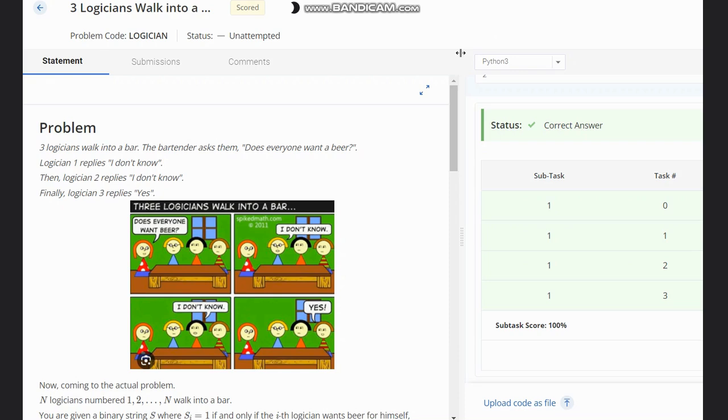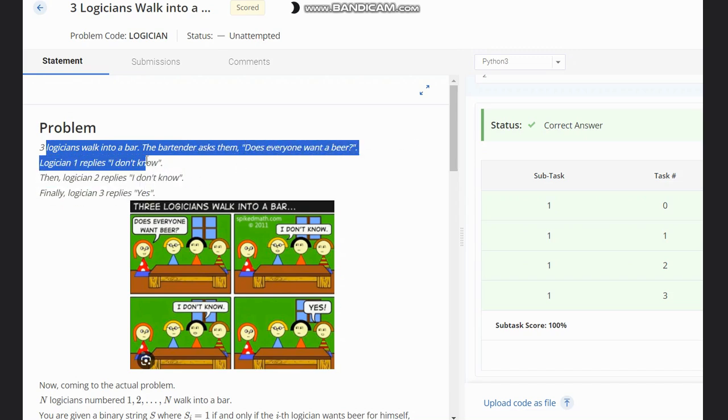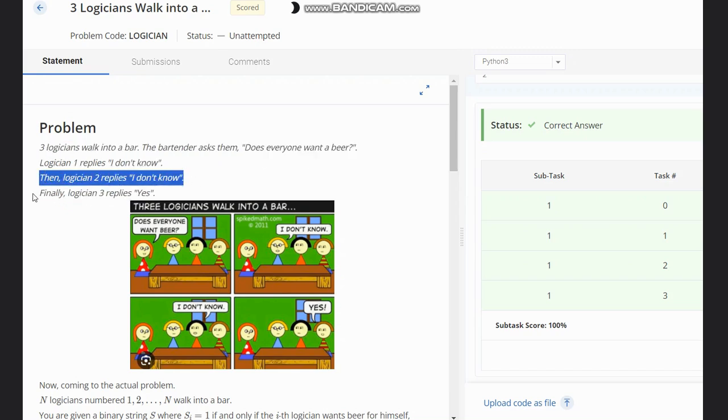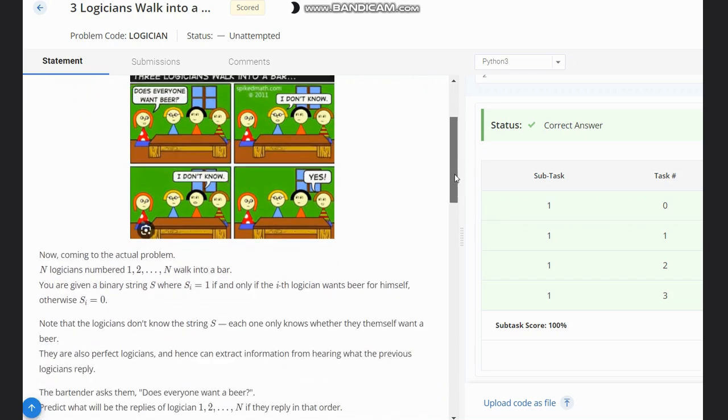So here we are discussing the question, three logicians walk into a bar. The problem states that three logicians walk into a bar. The bartender asks them, does everyone want a beer? Logician 1 replies, I don't know. Then logician 2 replies, I don't know. Finally, logician 3 replies, yes. Now coming to the actual problem.